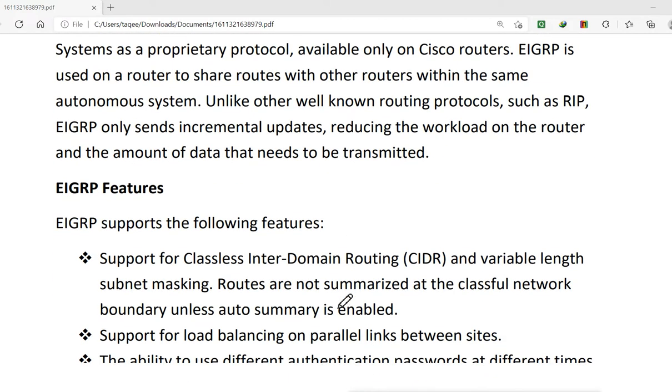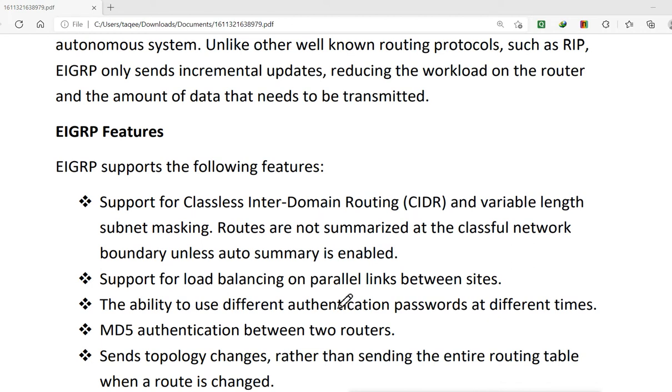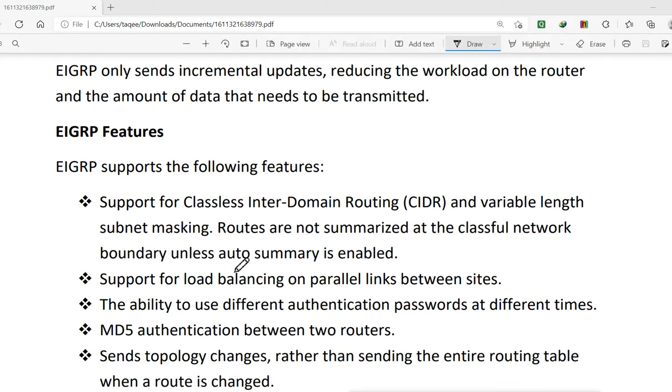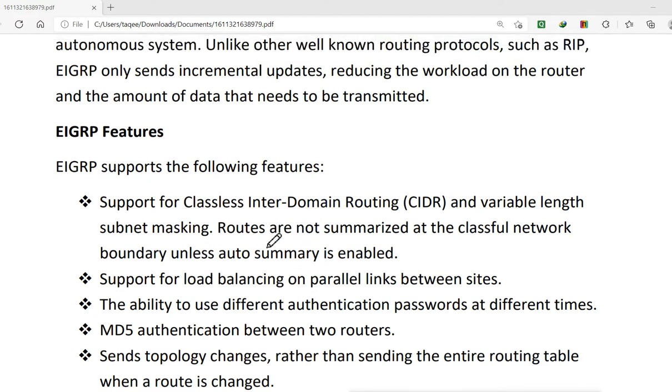Now what are the other features we have in EIGRP? First, it supports classless inter-domain routing, that is classless routing and variable length subnet masking. So it is a classless protocol which supports subnetting and VLSM also. Then routes are not summarized at the classful network boundary unless auto summary is enabled. Now here we can do the summarization of the route also, like we did in OSPF.